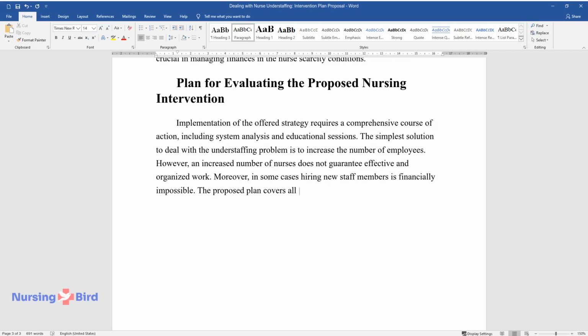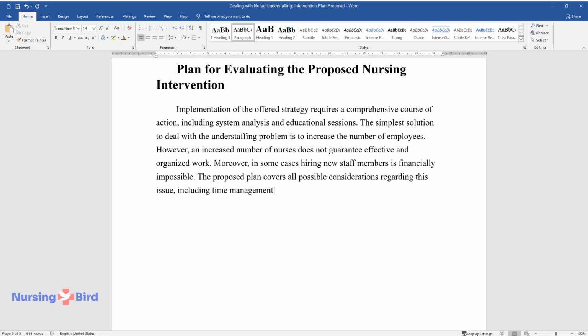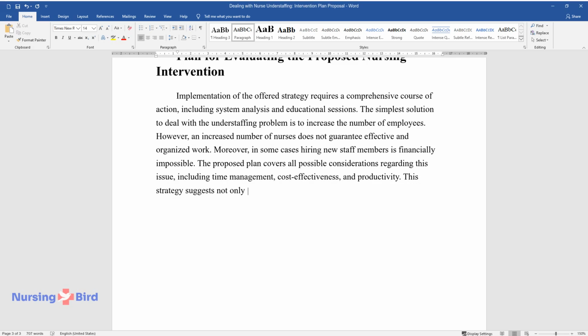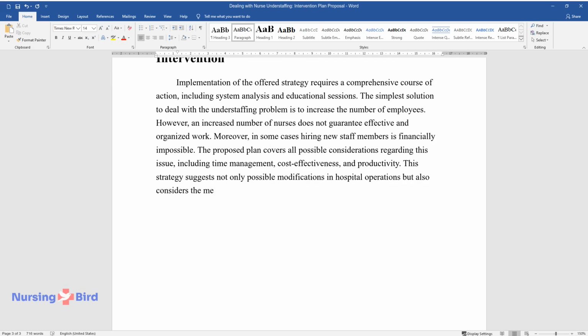The proposed plan covers all possible considerations regarding this issue, including time management, cost-effectiveness, and productivity. This strategy suggests not only possible modifications in hospital operations but also considers the mental and physical health of healthcare workers.